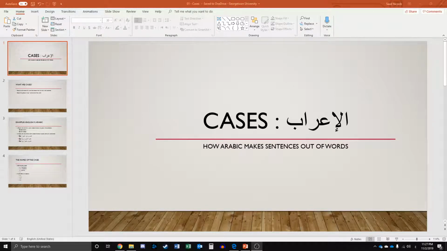Okay, so this is lesson number 1 on cases. What exactly is cases? In Arabic, this entire system is known as i'rab, which we sometimes translate as cases. And i'rab is how Arabic makes sentences out of words, meaning this is how Arabic creates relationships between words. I'll give you the theory, and then we'll go into some practical examples.